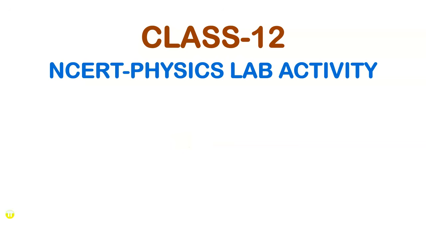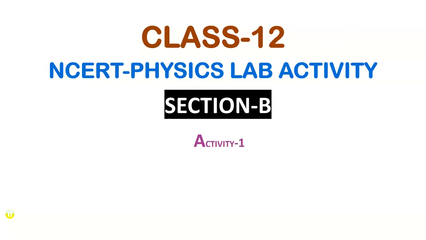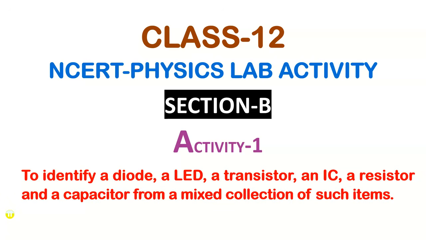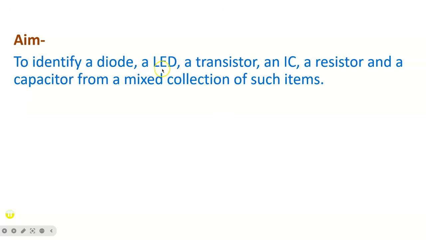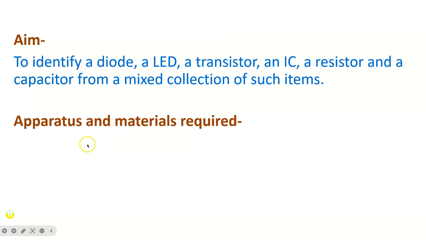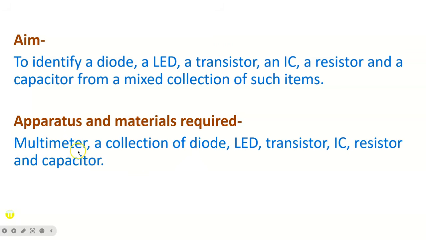Class 12th NCERT Physics Lab Activity, Section B, Activity number 1, to identify a diode, a LED, a transistor, an IC, a resistor and a capacitor from a mixed collection of such items. Aim: to identify a diode, a LED, a transistor, an IC, a resistor and a capacitor from a mixed collection of such items. Apparatus and material required: multimeter, a collection of diode, LED, transistor, IC, resistors and capacitors.